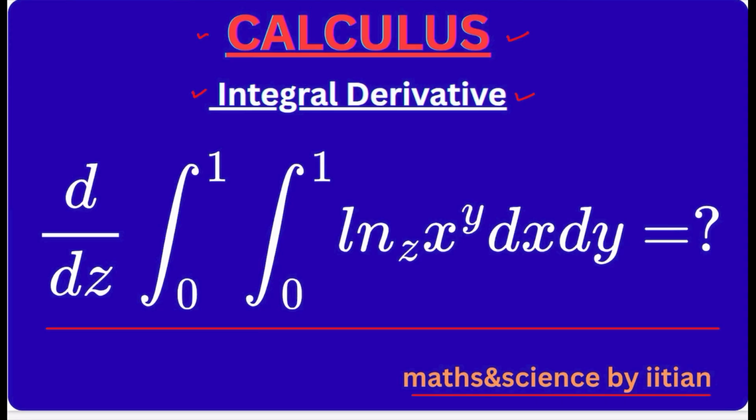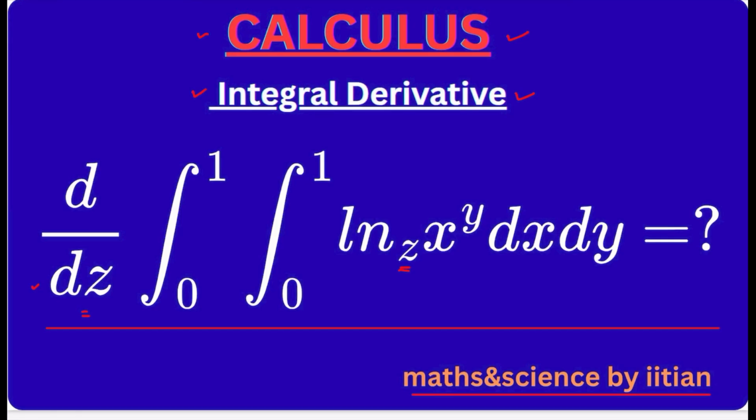Please pay attention. We have to solve the double integral 0 to 1 and another integral 0 to 1 of log of x to the power of y to the base z, dx dy. It is equal to how much? d by dz of the double integral of log of x to the power of y to the base z dx dy from 0 to 1, with respect to z.